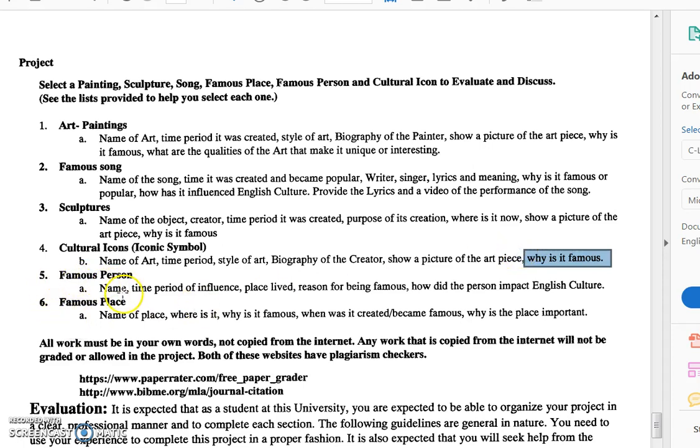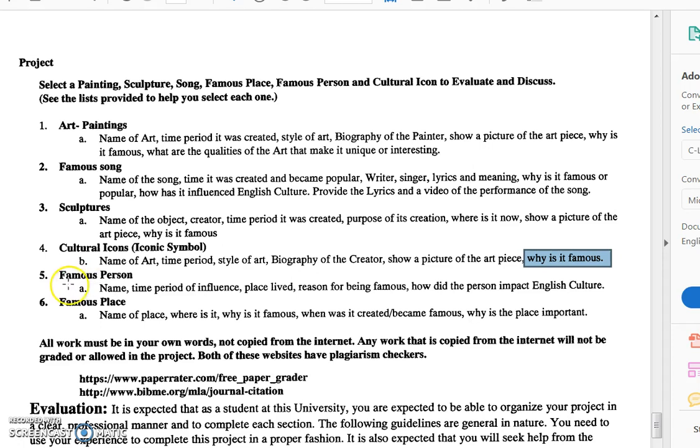A famous person, again, be careful here. A famous person is not a popular person. For example, you might like Katy Perry's music, but Katy Perry is not the kind of person I'm talking about here. I'm thinking about famous presidents, famous inventors, people who changed the culture, people who influenced the culture to the point that it changed.